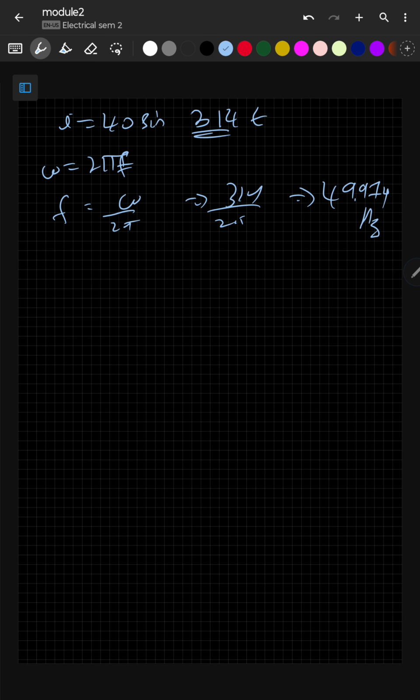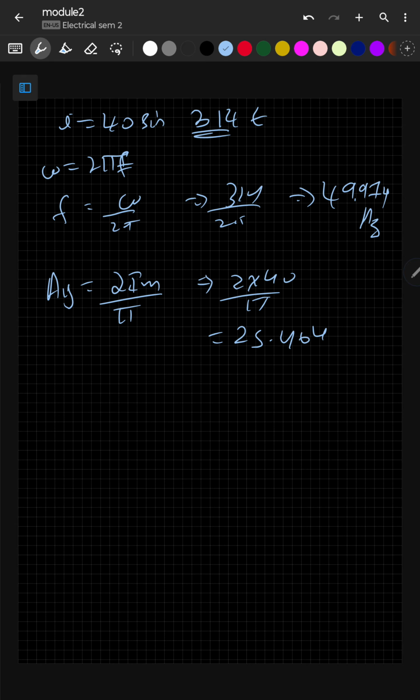Next, they have asked the average value. Average value is given by 2 Im by pi. That is 2 into 40 by pi. So 80 divided by pi. The answer I am getting is 25.464 ampere. Because there was current only, average value of current. Because current equation. Next, form factor.